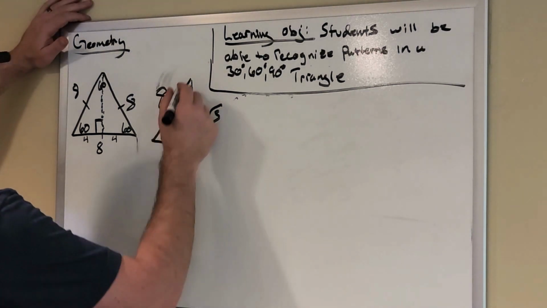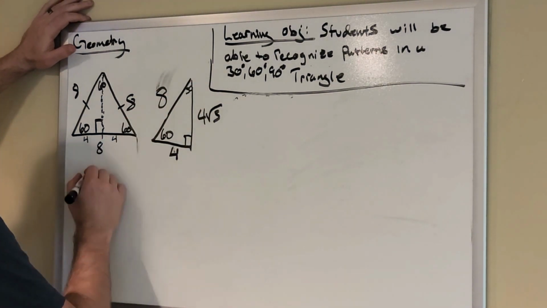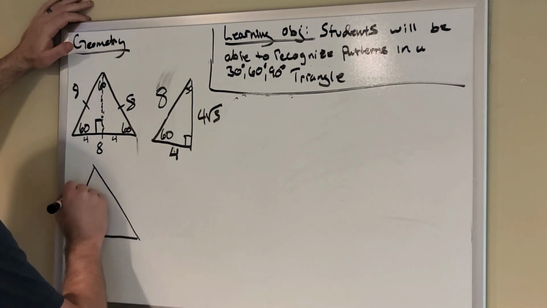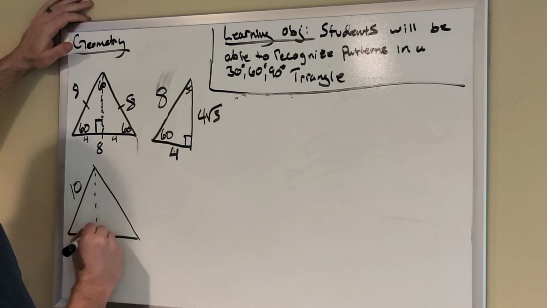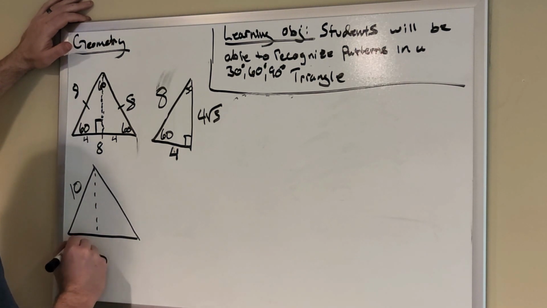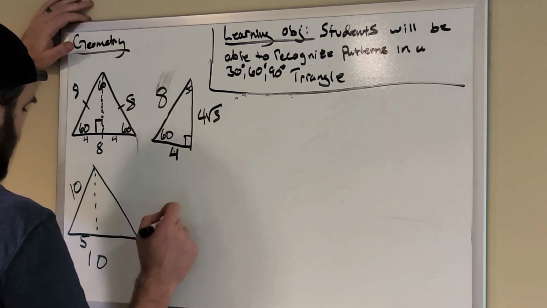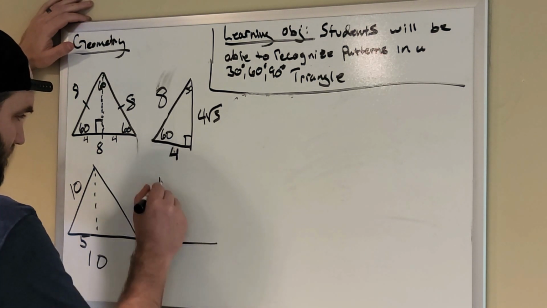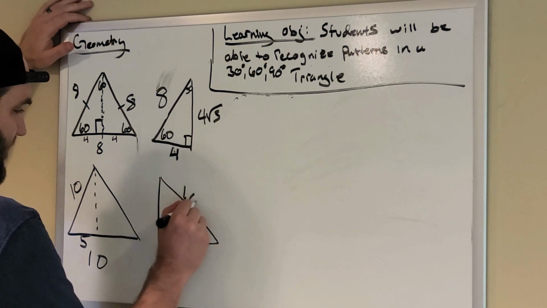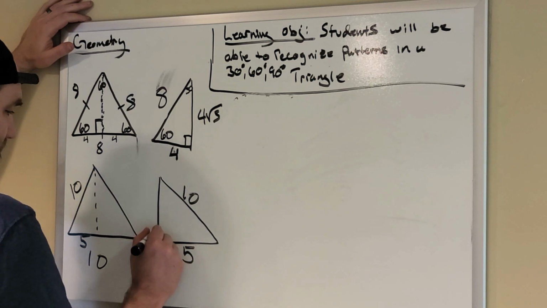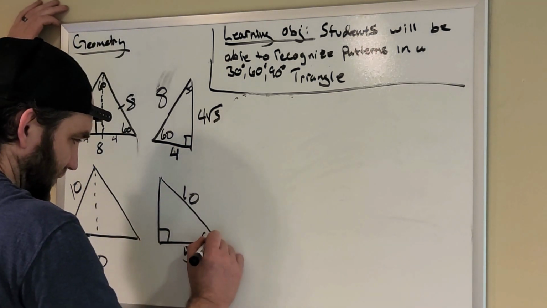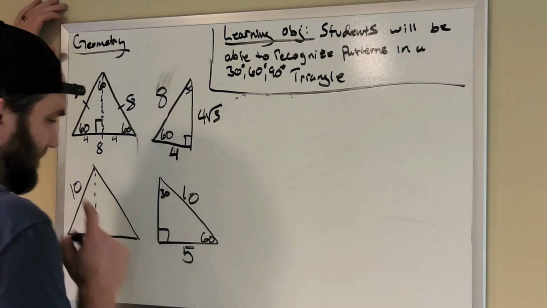Looking at an equilateral triangle again, say I have a 10 here, drop that down, this will be a 10 on the full side, and this will just be a 5. So my triangle here looks like a 10, a 5, right there, and this would be my 60 and 30.